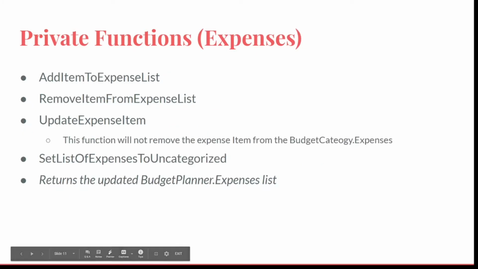Next up, we have the private functions for expenses. These include adding, removing, and updating expense items. And when you update an expense item through this function, I have specified that budget category expenses will not be updated if you change the budget category through this function. And then there's set list of expenses to uncategorized. This would be if you're deleting a category, you can call this function to just update every single expense in that list to be uncategorized. And then these all return a budget planner expenses list.